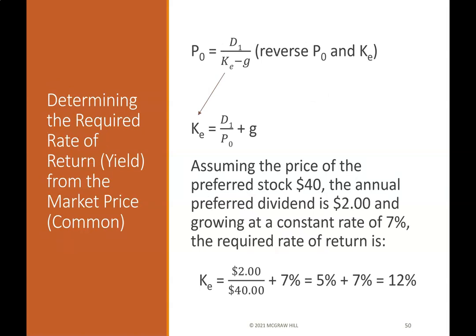Determining the required rate of return yield from the market price, common. P equals D divided by K minus G, reverse P and K. K equals D divided by P plus G. Assuming the price of the preferred stock is $40, the annual preferred dividend is $2, and growing at a constant rate of 7%, the required rate of return is K equals $2 divided by $40 plus 7% equals 5% plus 7% equals 12%.